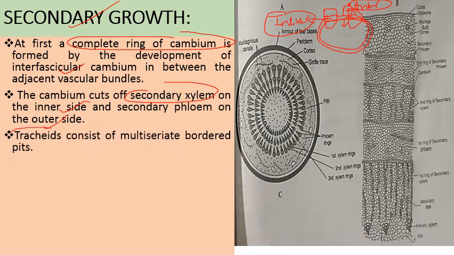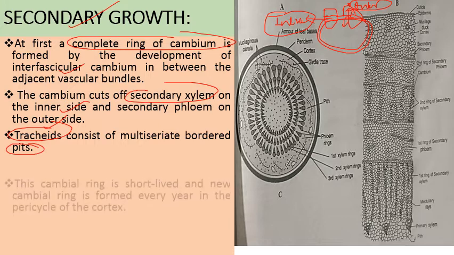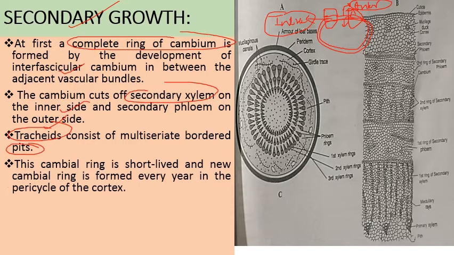And tracheids consist of multi-seriate border pits. The tracheids here have border pits present. They help in exchange of material between the 2 vessels. Tracheid vessels are absent here. These cambial rings are short-lived.